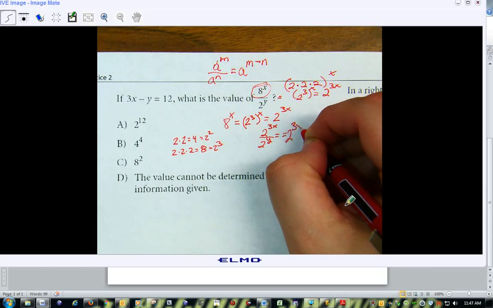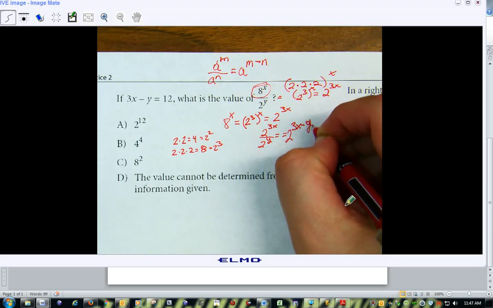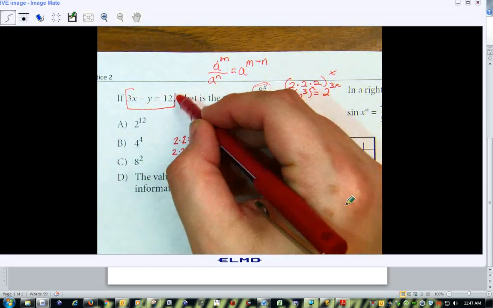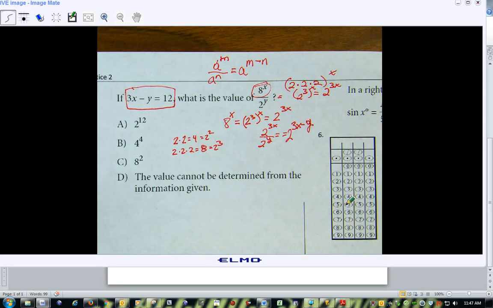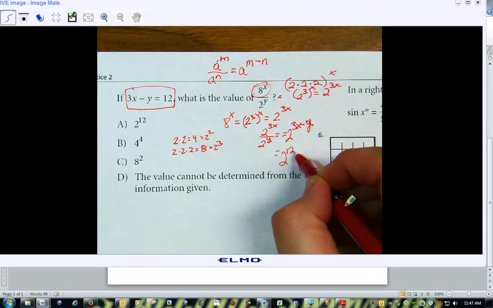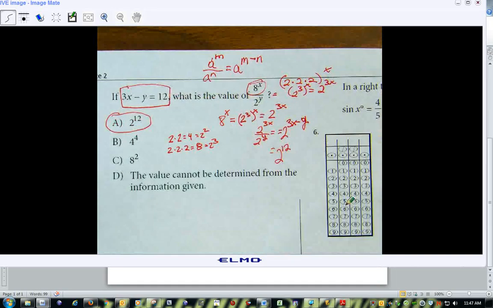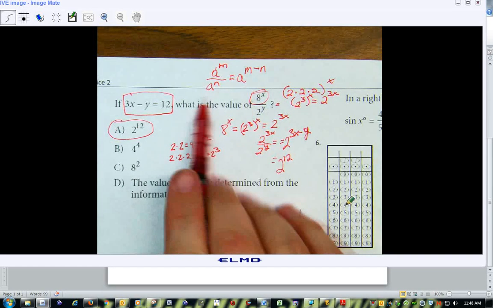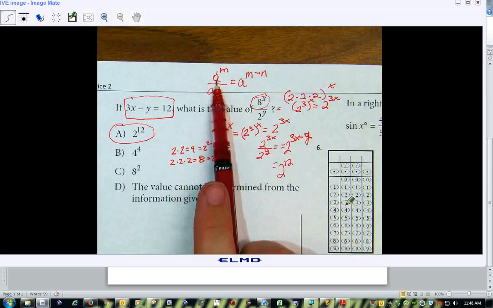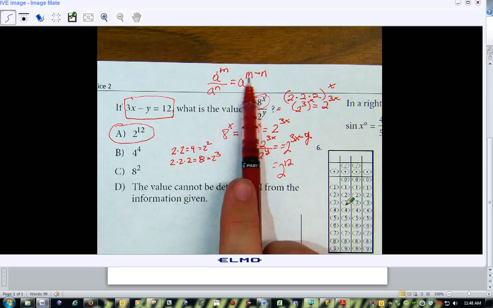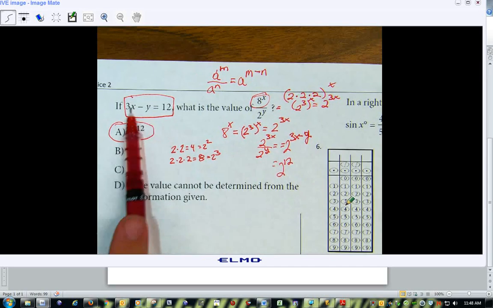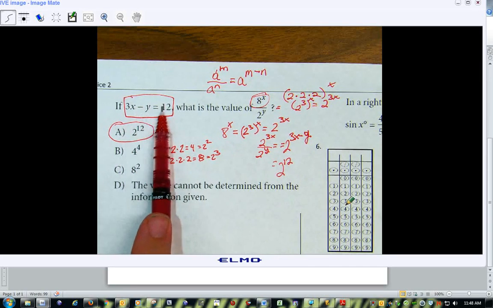Do I know what 3x minus y is? What's 3x minus y equal to? 12. This is really equal to 2 to the 12th power. How do you get 2 to the 3x minus y? How do you get that part? This rule right here. When you're dividing powers with the same base, you can subtract the powers. So here, I had 3x and a y, I had 3x minus y. But I was given 3x minus y is equal to 12. So I could take the 3x minus y and put a 12 there. That's tricky, but now you've seen it.